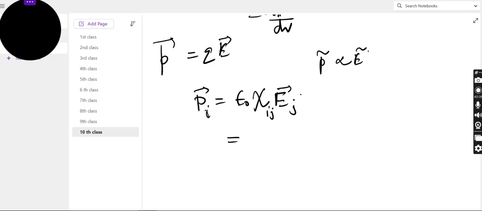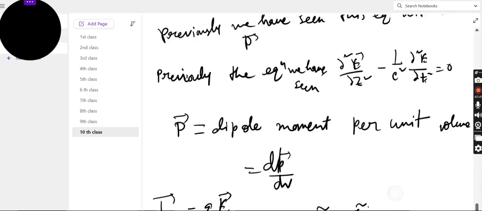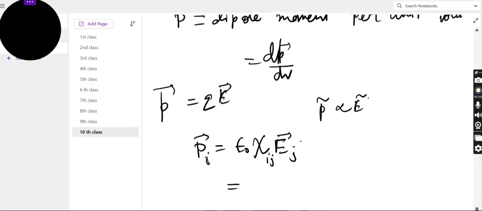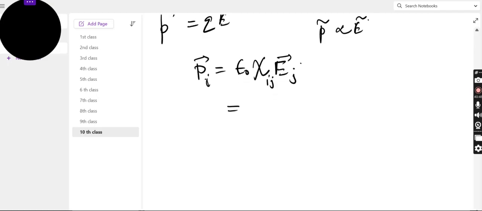And we are using the summation notation. So basically, that means they are summing over the repeated quantity, like this. The polarization also can be written as N e x(t).